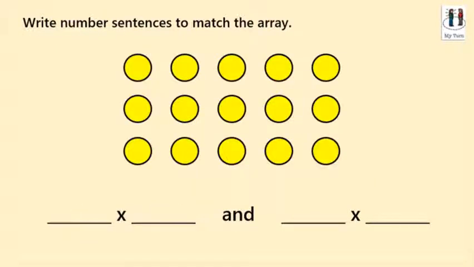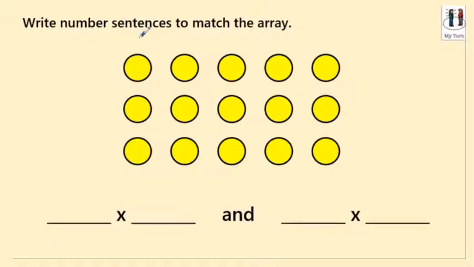Let me show you another one. So count how many rows, 1, 2, 3. Count how many in the columns, 1, 2, 3, 4, 5. We've got 5 columns. Right, now we're going to show the other way that we can do it by switching them around, and that's 5 times 3. And that would equal 1, 2, 3, 4, 5, 6, 7, 8, 9, 10, 11, 12, 13, 14, 15.